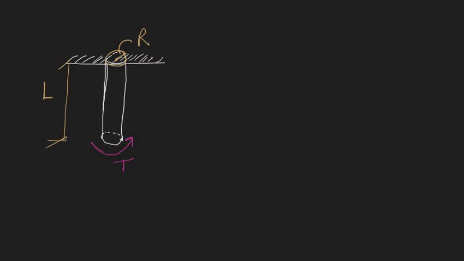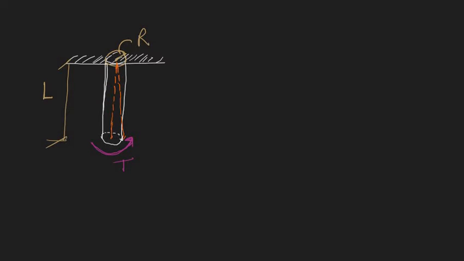If you apply this torque, what will happen? Well, definitely this shaft will rotate. So how to visualize that? Let's say first you have a chalk and you have marked some vertical line like this. Okay, so after application of this torque, what will happen? This line will be rotated like this.